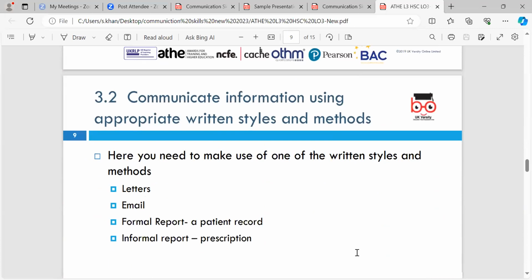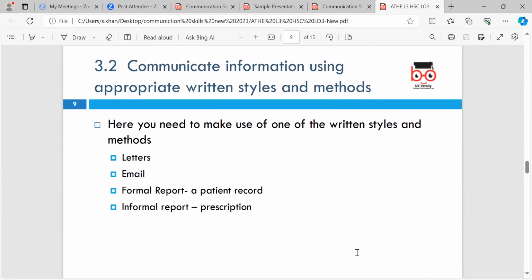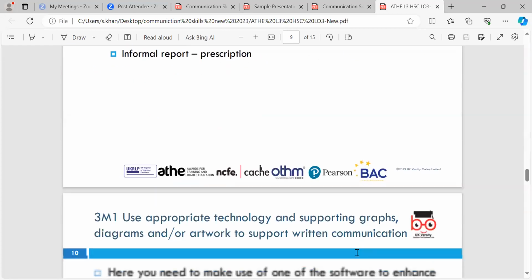So 3.2, communicate information using appropriate written styles and methods. Here you need to make use of one of the written styles and methods: letters, email, formal report, a patient record, informal report, a prescription.